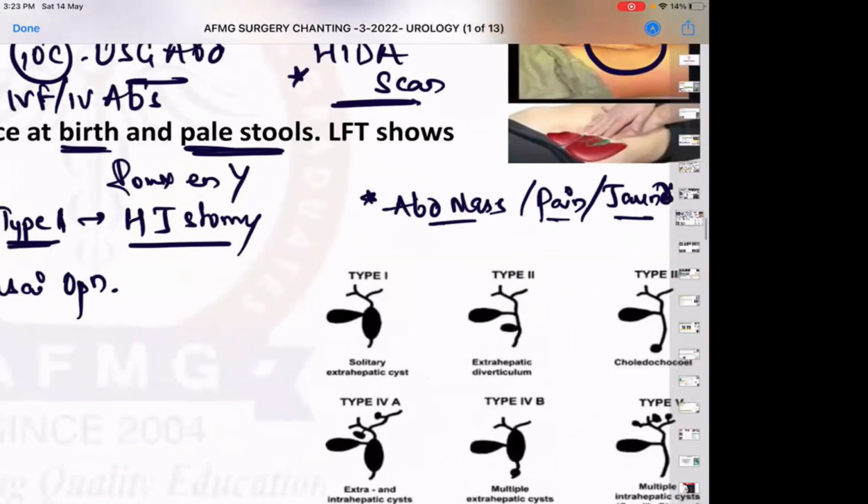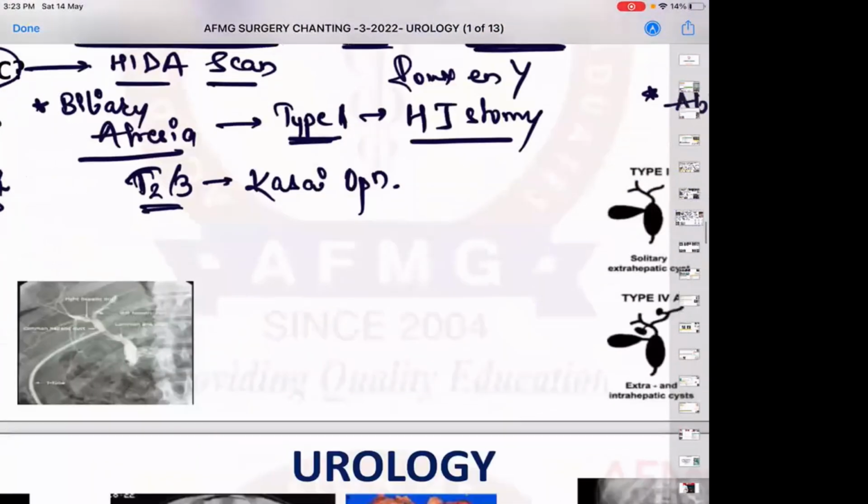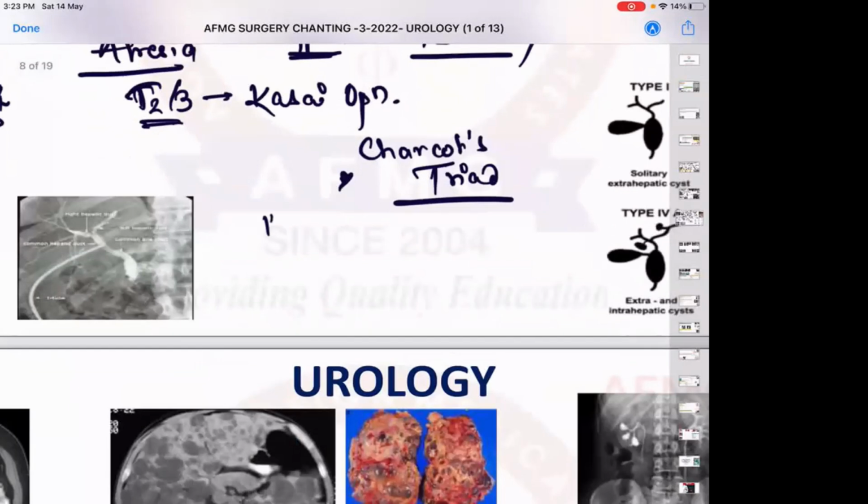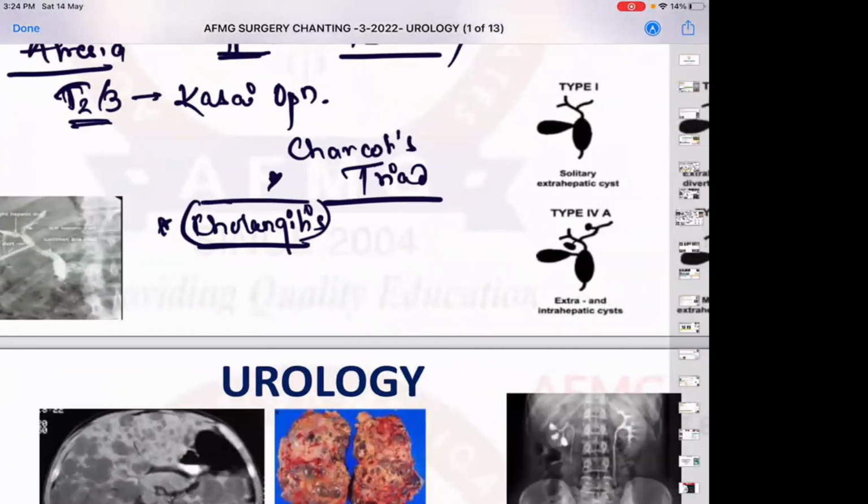It is not Charcot triad. Remember, the Charcot triad is usually seen in cases of cholangitis, when the biliary pathways are inflamed. Charcot triad is a feature of cholangitis, when there is inflammation of the biliary pathway. And Charcot triad is pain, fever, and jaundice. Please remember, Charcot triad is pain, fever, and jaundice.